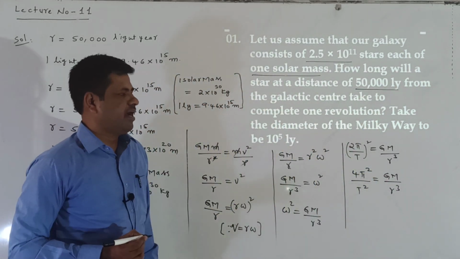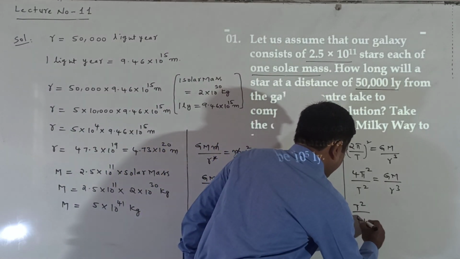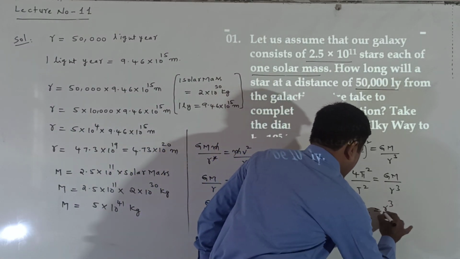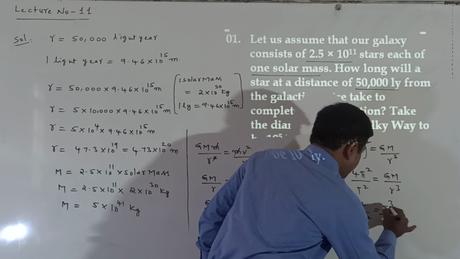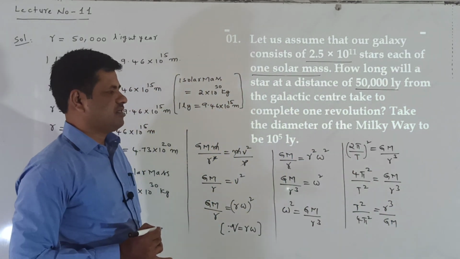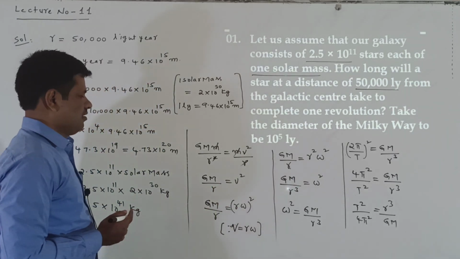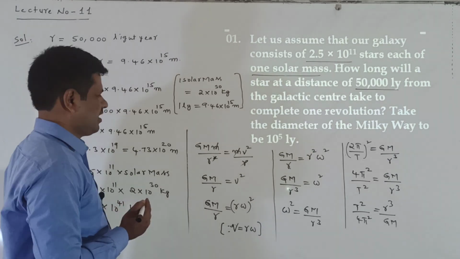Now on both sides we have to take the reciprocal. Here what we are getting is T squared by 4 pi squared is equal to r cubed by GM. T squared by 4 pi squared is equal to r cubed by GM. From this we write the T squared formula.